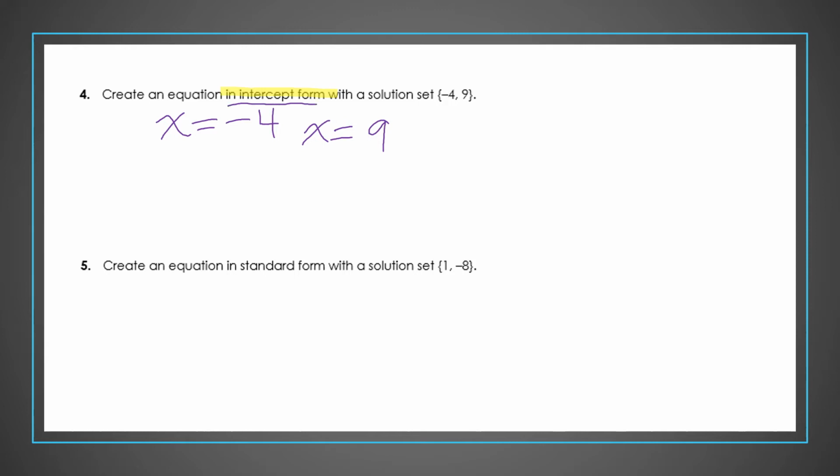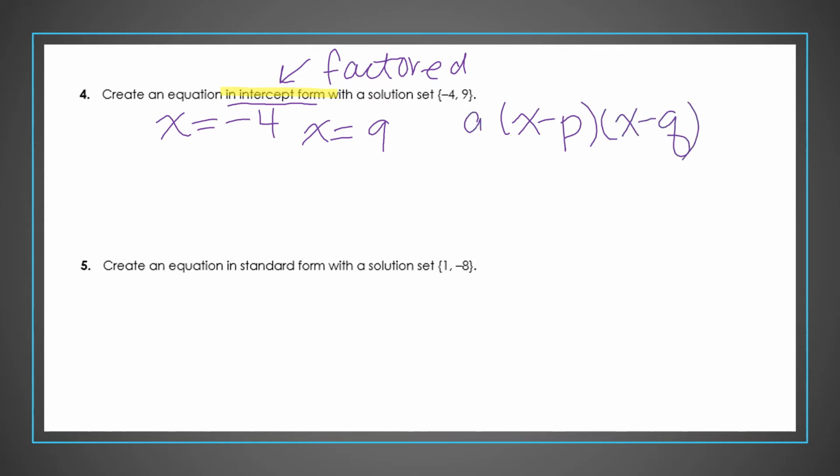Intercept form is the same thing as factored form. So we wrote that out. That is one of the forms we talked about. It is x minus p times x minus q. There's an a value in front, and you can have it y equals, you can have it equal to 0. It doesn't really matter. So we need to be careful when putting these x-intercepts in. We need to make sure that we make them the opposite.